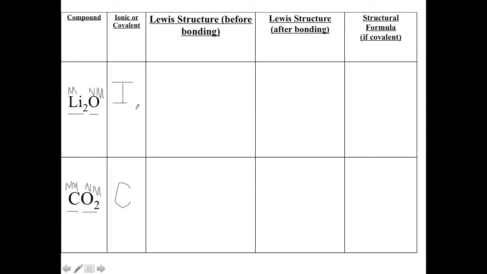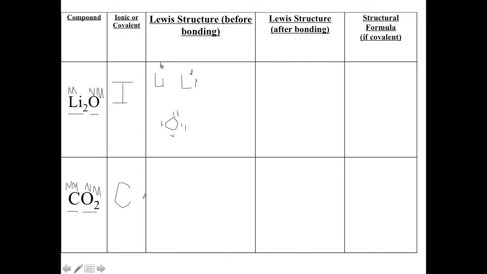I have two Li's and one O. So if I draw two Li's, there's one Li. Here's another Li. And I know that both of those Li's, since they're in group 1, have one valence electron. So I'm going to put one valence electron on the Li and one valence electron on this Li. I'm also going to draw O. O has 6 valence electrons because it's in group 6. So 1, 2, 3, 4, 5, 6. 6 valence electrons.